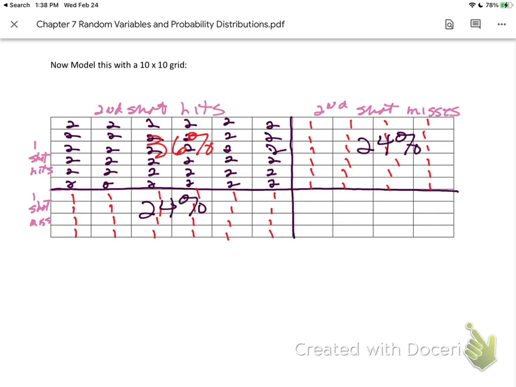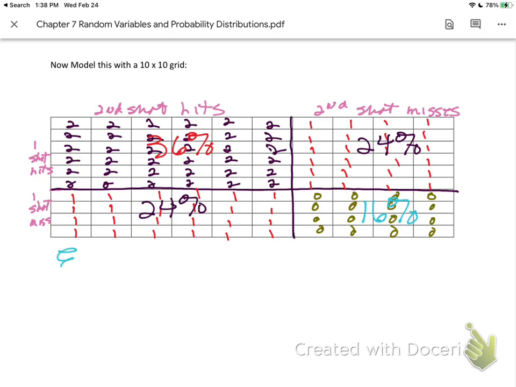And then the last scenario is if both shots miss. So if both shots miss, she will end up with 0 points. So how will that happen? Well, that's going to be 0.4 times 0.4. So that's going to happen 16% of the time.